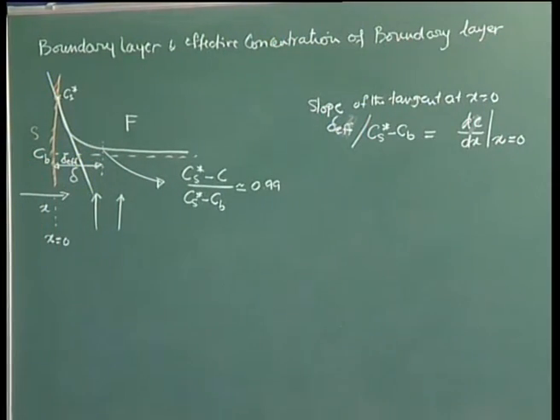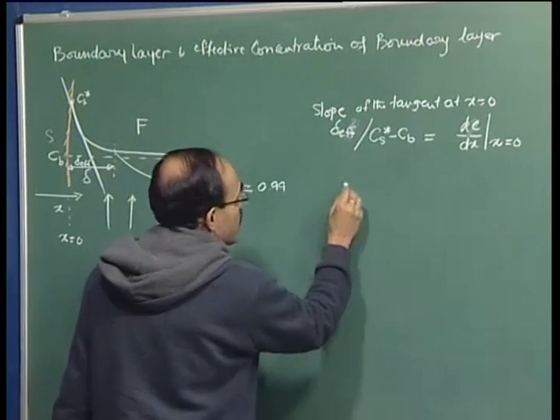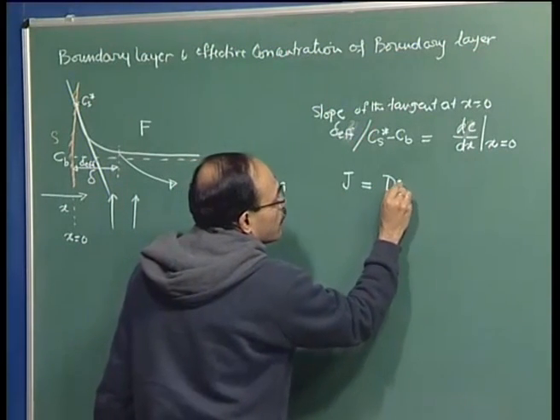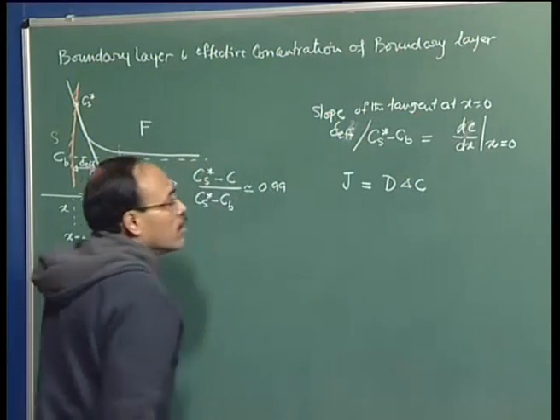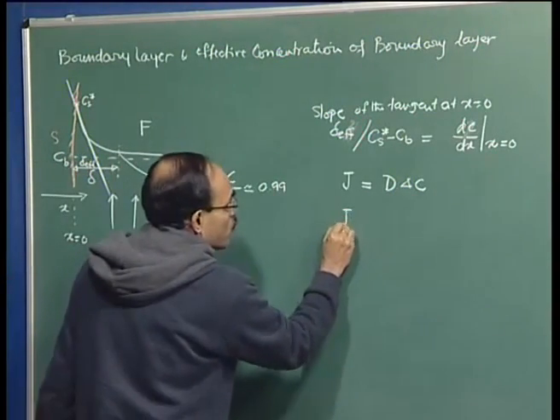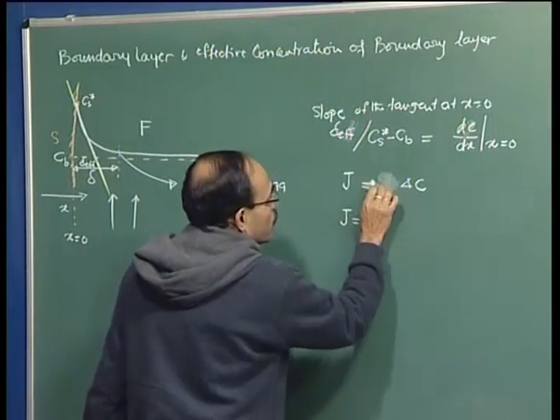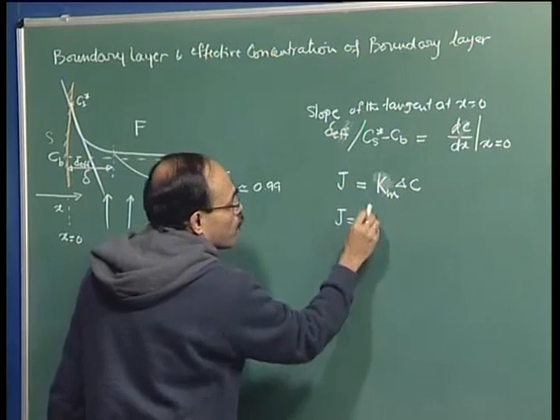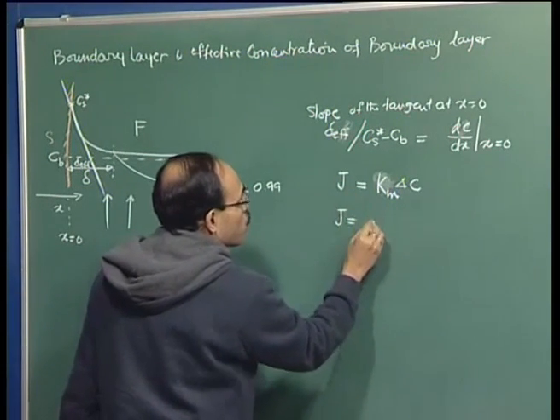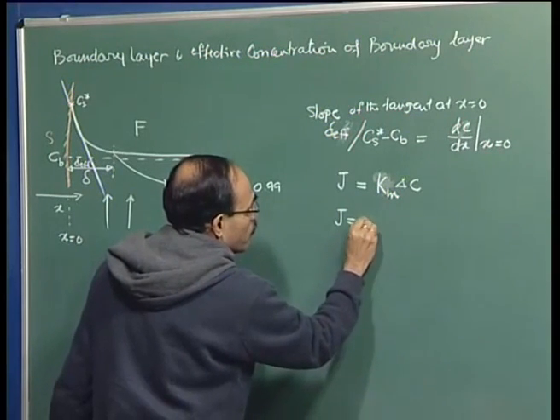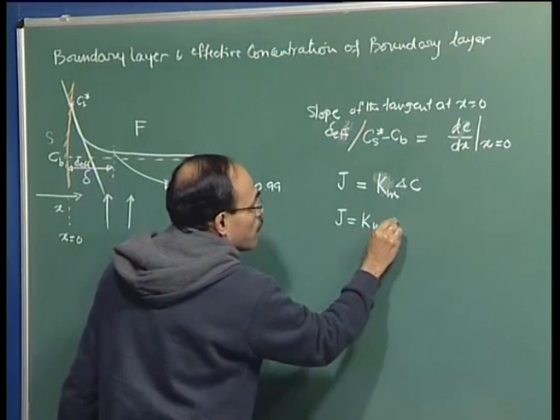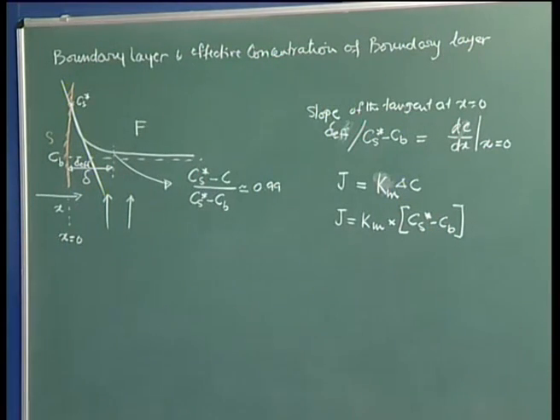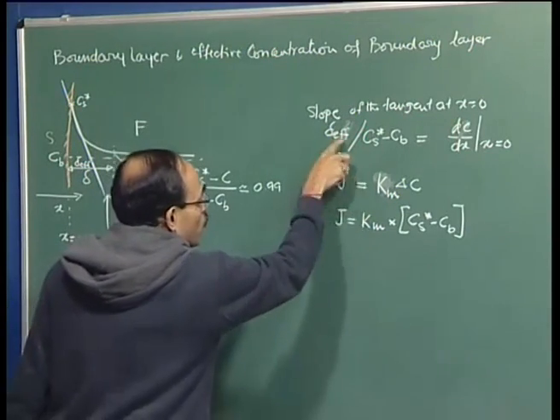So, now if you have seen the definition, the flux I have written is J is equal to D into delta C. Okay. So, therefore, the flux is also equal to, I am sorry, this is the mass transport coefficient. So, J, the flux, is equal to the mass transport coefficient into delta C, and the delta C remains the same, so J is equal to Km into Cs star minus Cb. Okay.